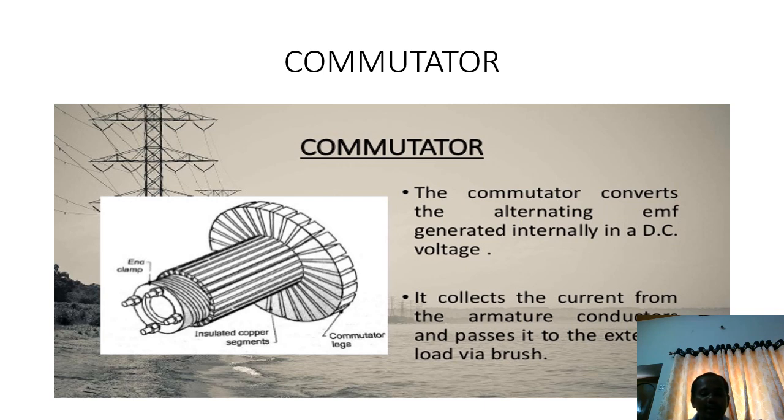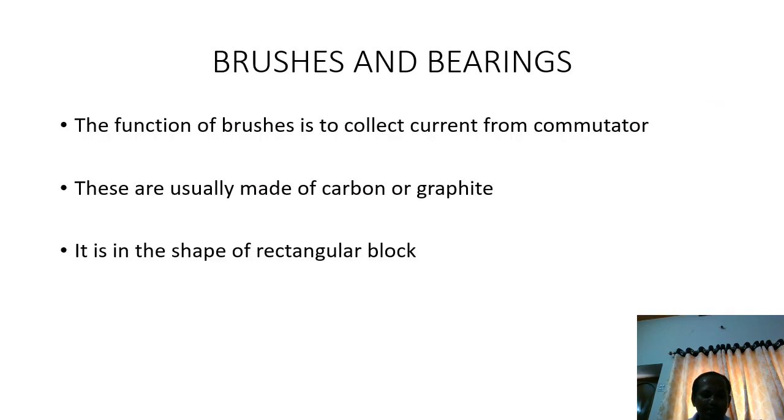Here you are observing this is the commutator. All these are commutator segments. All commutator segments are connected to the armature coils. You are observing their functions here. Next slide we are going to discuss brushes and bearings.